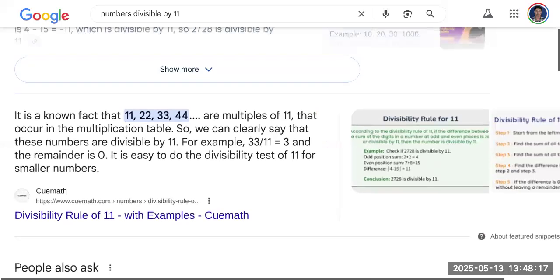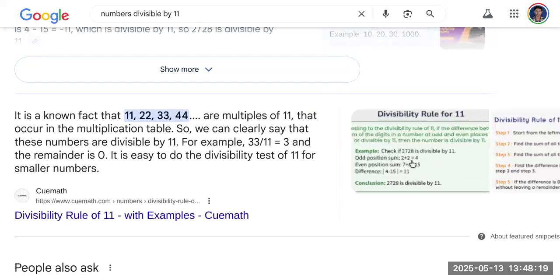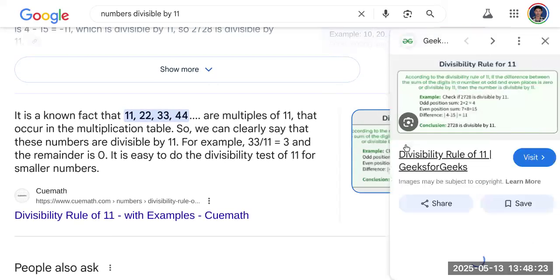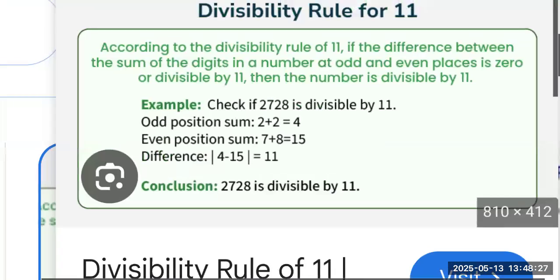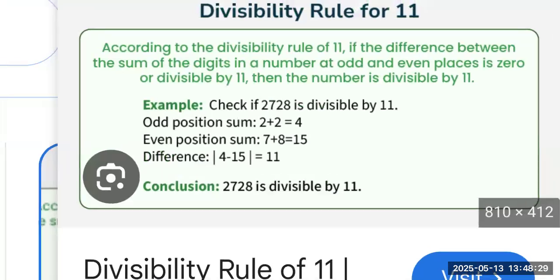Numbers divisible by 11. 2728. Okay. 2728 is divisible by 11. Can you tell me why? Alternate digits 7 plus 8, 15. 2 plus 2, 4. When you subtract them, 15 minus 4 is equal to 11.